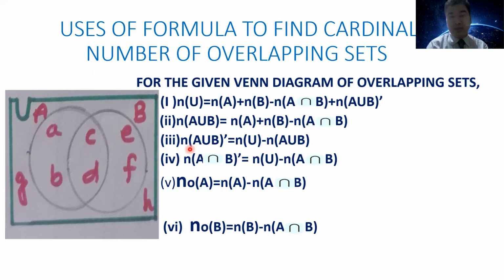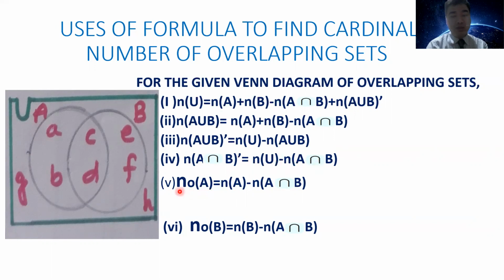Similarly, look here: A union B complement means what? As we have already learned in previous classes, when you find a complement, that set should be subtracted from the universal set. So it is the cardinal number of the universal set minus the cardinal number of A union B. Similarly, the cardinal number of A intersection B complement means the cardinal number of set U minus the cardinal number of set A intersection B.